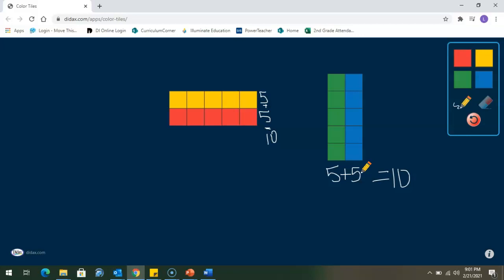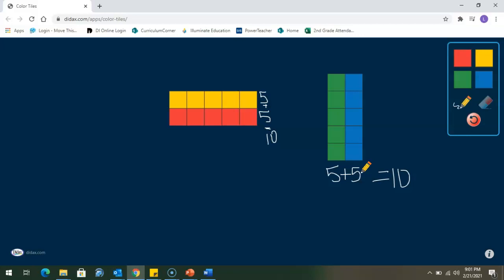If you said because it uses the same number of tiles, you're absolutely right. What's another reason that they both equal 10? Terrific, boys and girls. Yes, it's the same rectangle. You just turn it on its side. So remember, it doesn't matter whether you have 2 columns of 5 or 2 rows of 5, because you have 2 groups of 5 and both of them are rectangles.